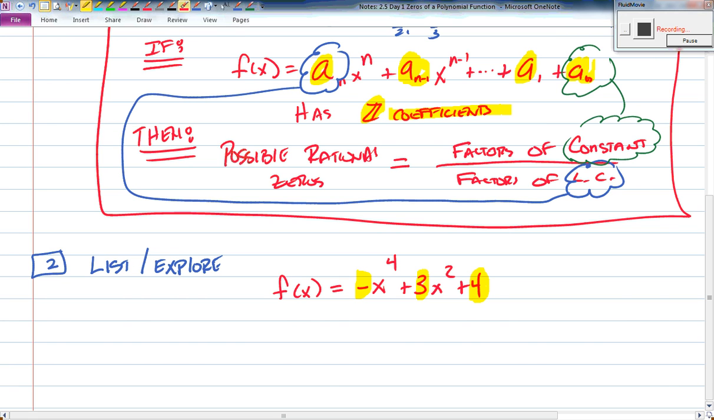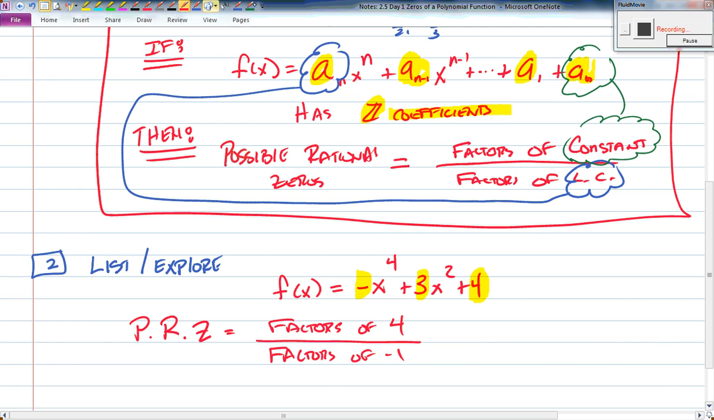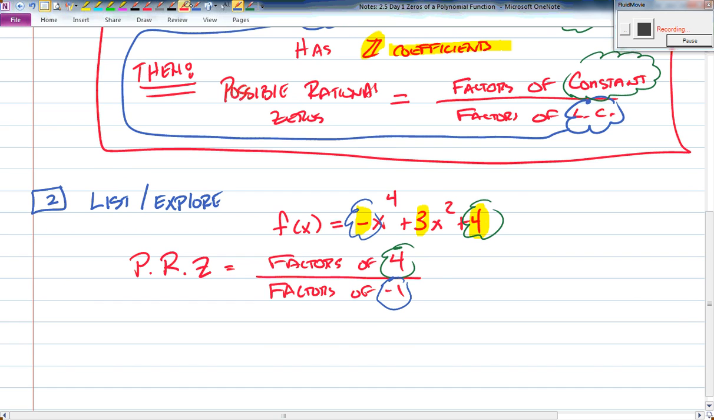Okay, if I want to generate a list of all possible rational zeros, so possible rational zeros is going to be all the factors of my constant term, which would be 4, divided by all the factors of -1. Because this is my constant term, which would be my 4. And this is my leading coefficient, which is -1. All right, so let's talk about these. What are the factors of the number 4? List them all. What do you got?